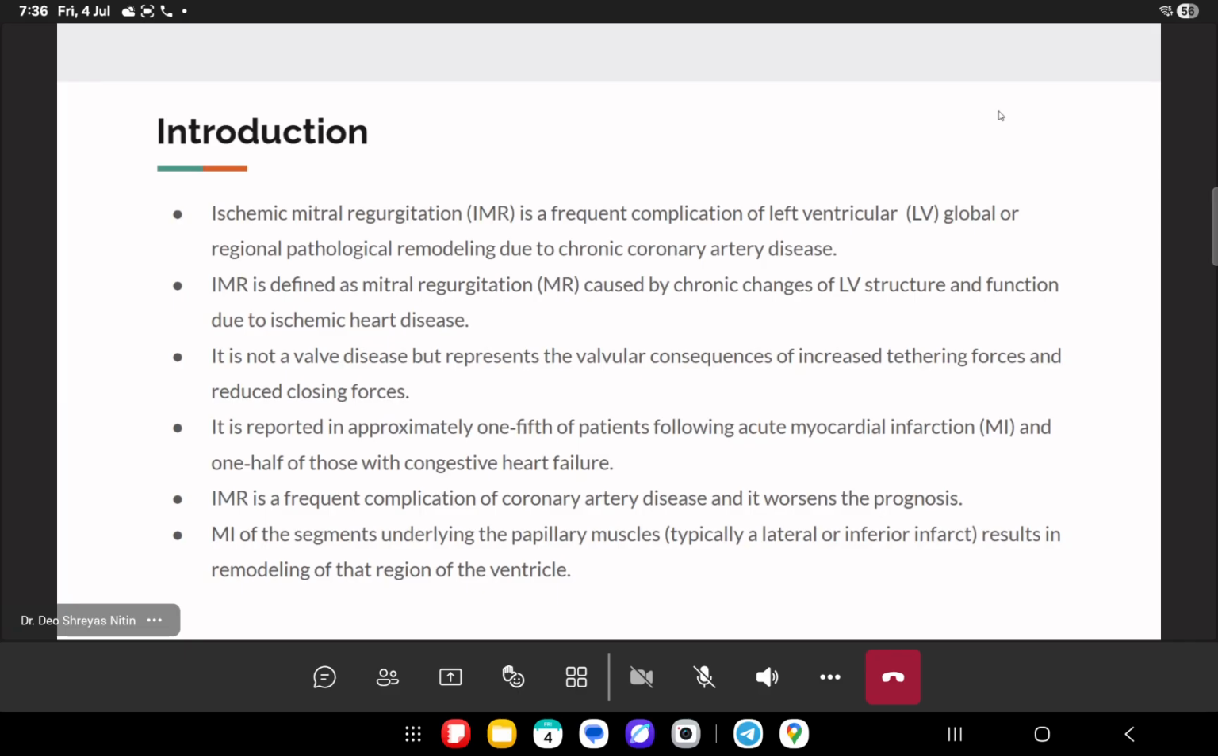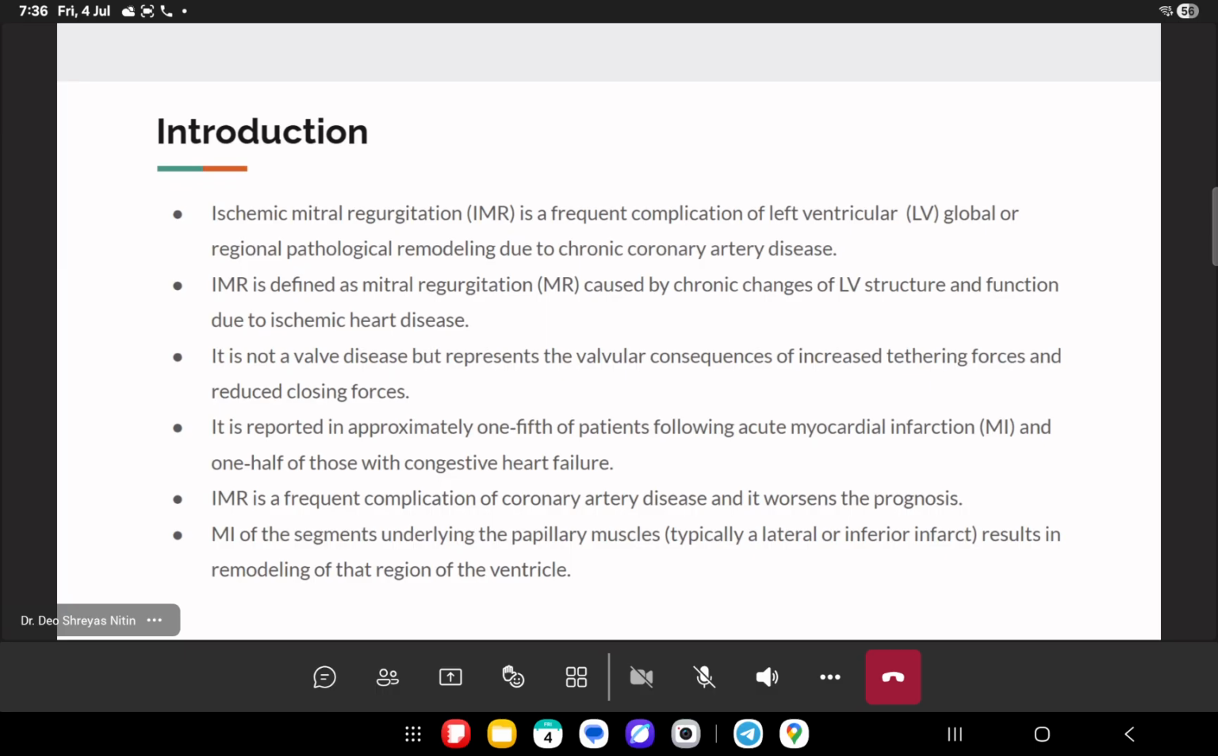It is reported in approximately one-fifth of patients following acute myocardial infarction and one half of those with congestive heart failure. Ischemic mitral regurgitation is a frequent complication of coronary artery disease and it worsens the prognosis.